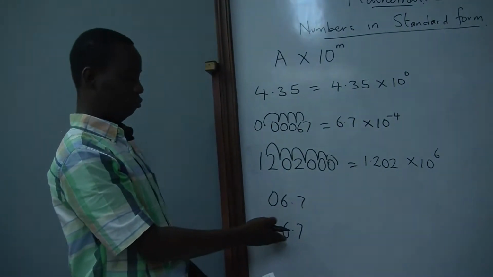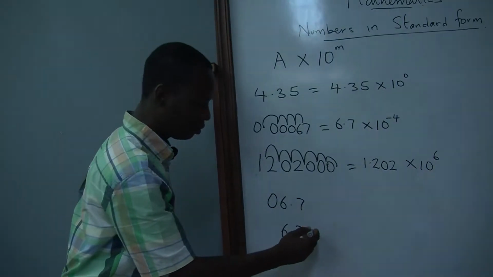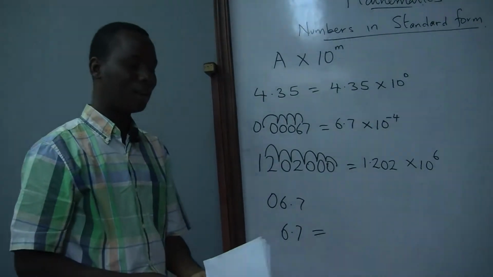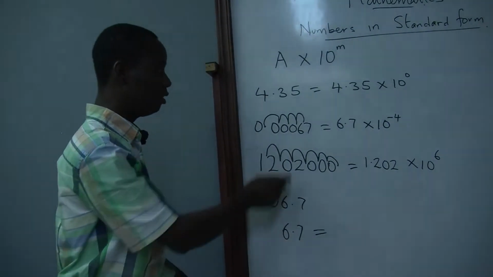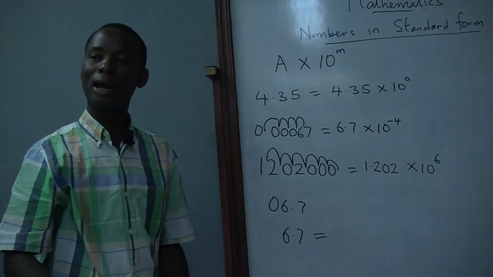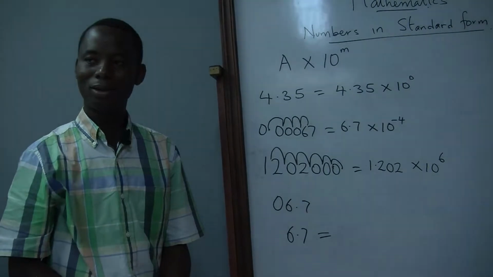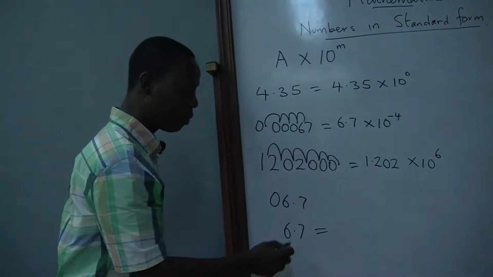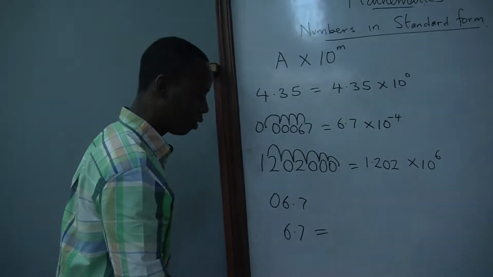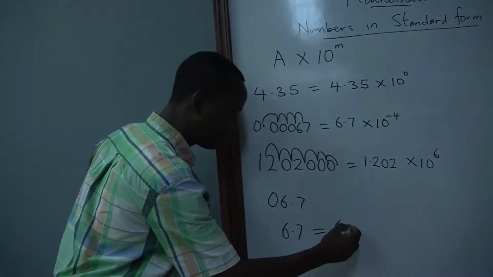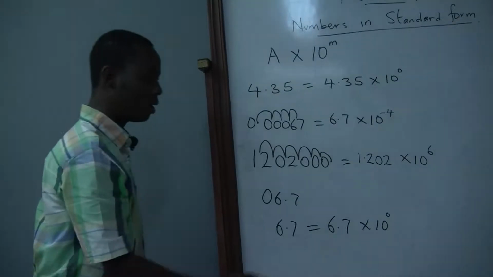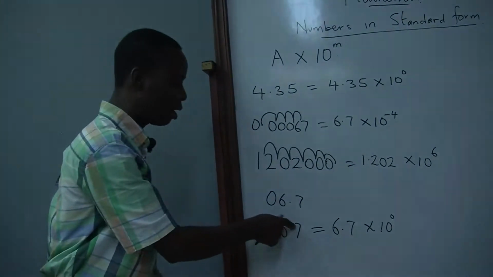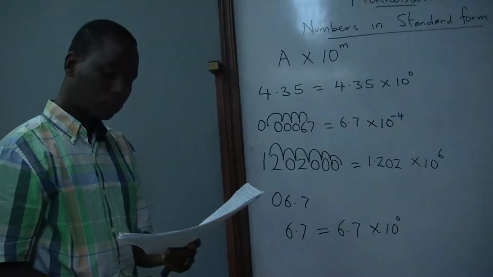So we are just given this number and we have to write it in standard form. So how do we write this in standard form? What we are having here is a number that best fits our A, a number greater than 1 but less than 10. So that tells me that this decimal point is not moving at all. In that situation, we have 6.7 times 10 raised to the power of 0, since our decimal point is not moving from where it has been earlier.